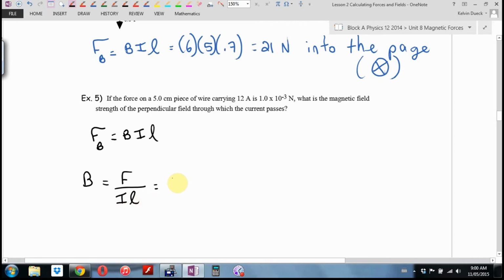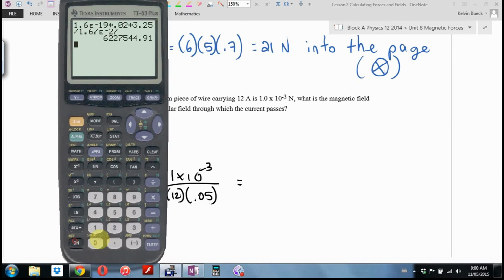It's going to be 1 times 10 to the negative 3 divided by 12 divided by, careful, am I going to put a 5 down there? 0.05. 1 times 10 to the negative 3, that's 0.001, which is less typing, divided by bracket 12 times 0.05. This is going to be 0.1616. Oh, my decimals are off. 0.001. 1.67 times 10 to the negative 1, 2, 3. Is that right?